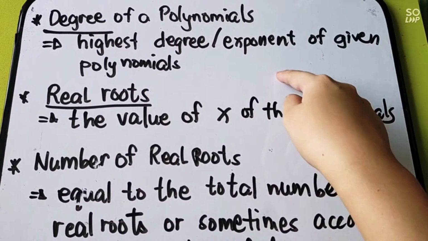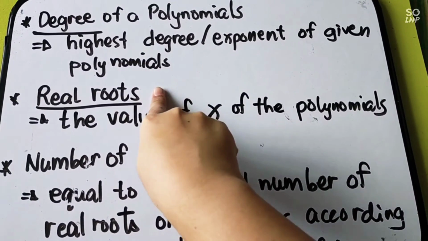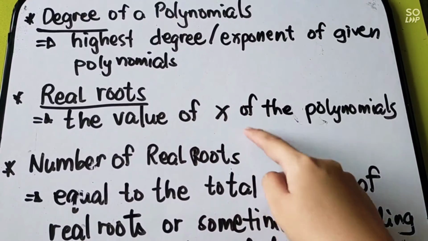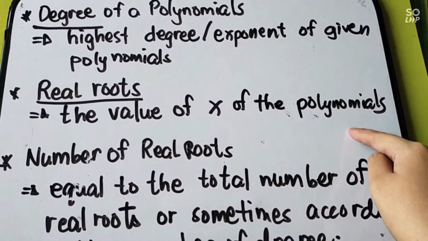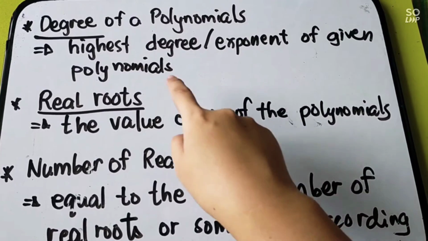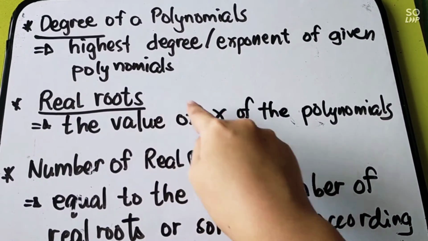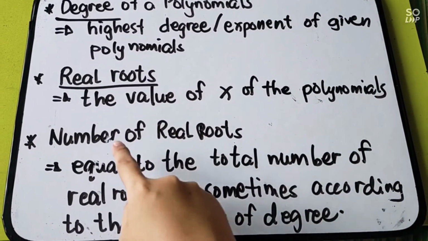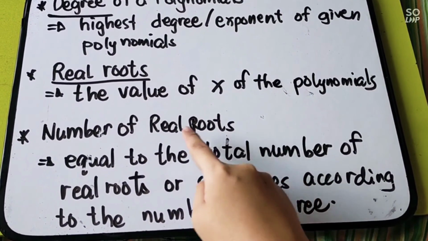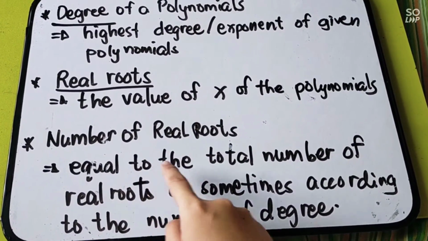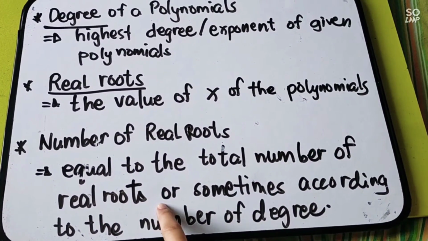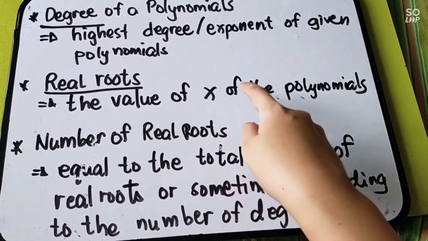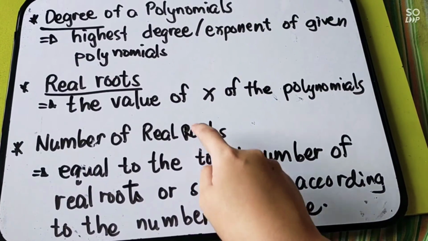Alright? Next, we have what you call real roots. When you say real roots, these are the values of x of the polynomial. Therefore, for us to find the real roots, we are going to solve for x. Alright? Next, number of real roots. When you say number of real roots, it is equal to the total number of real roots. So, we are going to count how many real roots we have. That is the number of real roots.